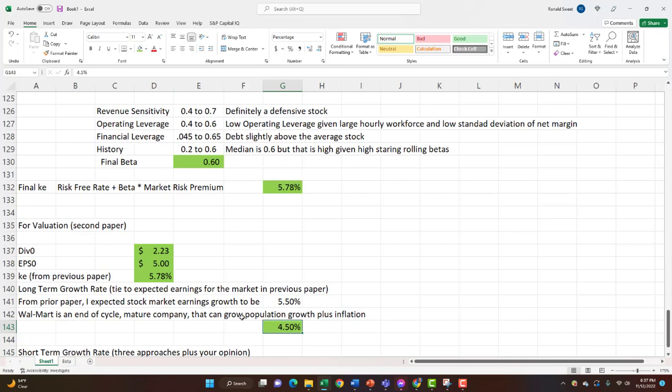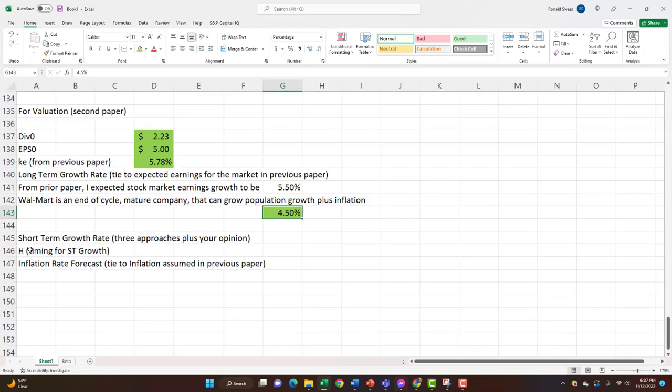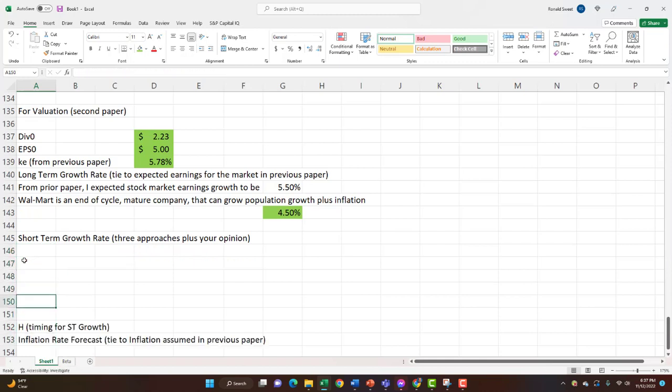Remember, your long-term growth must be lower than your discount rate. And so in this case, it is. 5.78 is my discount rate. 4.5% is my long-term growth. Then let's do short-term growth. So let's get some perspective. We're not going to say these are our forecasts. We can do some perspectives.